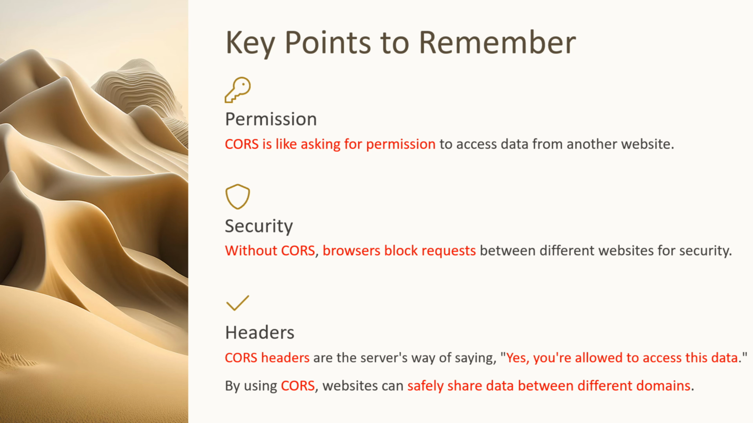Key points to remember. First one is permission. CORS is like asking permission to access data from another website. Next point is security. Without CORS, browsers block requests between different websites for security. Next one is headers. CORS headers are the server's way of saying, yes, you are allowed to access this data. By using CORS, websites can safely share data between different domains.